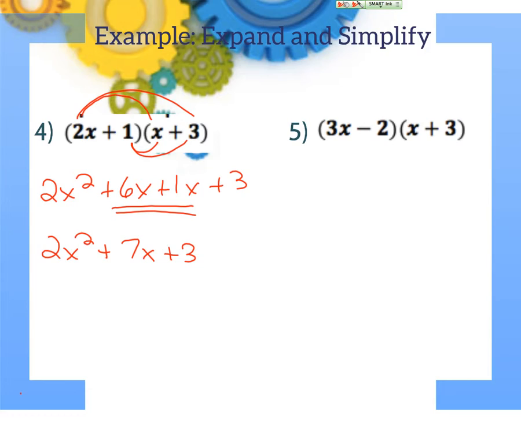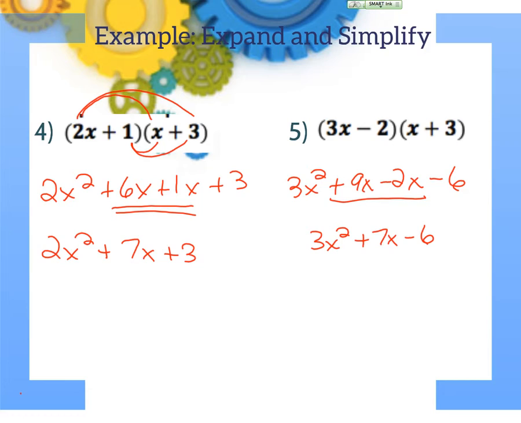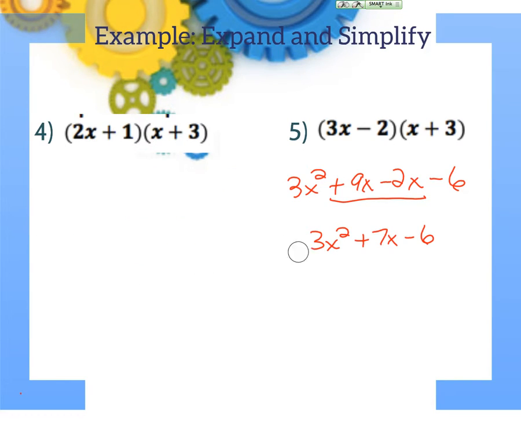Alright, so when we do this one, we've got 3x squared plus 9x minus 2x minus 6. Being careful with those signs, 9x minus 2x, we've got 3x squared plus 7x minus 6. Any questions? Does anyone remember what the opposite of FOILing is? What it's called when we start with something like this and end up with something like that? Factoring? We're going to do that tomorrow, so be ready for factoring. It's a really important skill.